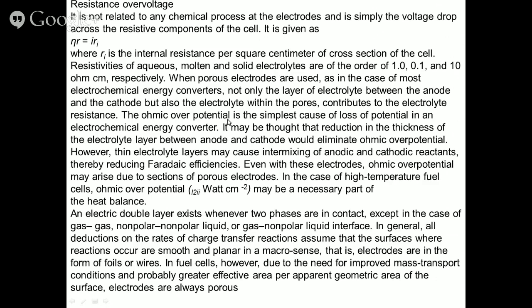The ohmic overpotential is the simplest cause of loss of potential in an electrochemical energy converter. It may be thought that the reduction in the thickness of the electrolyte layer between the anode and cathode would eliminate ohmic overpotential. However, thin electrolyte layers may cause intermixing of anodic and cathodic reactants, thereby reducing the Faraday efficiencies. We will come to these Faraday efficiencies a little later. Even with these electrodes, ohmic overpotential may arise due to sections of the porous electrodes. In the case of high temperature fuel cells, ohmic overpotential may be a necessary part of the heat balance. We will come to it. What is the heat balance? What are high temperature fuel cells and all that.